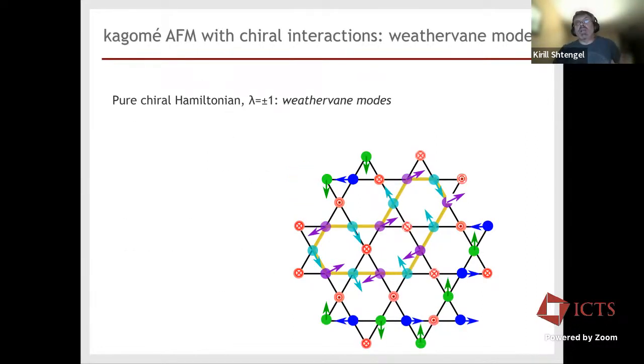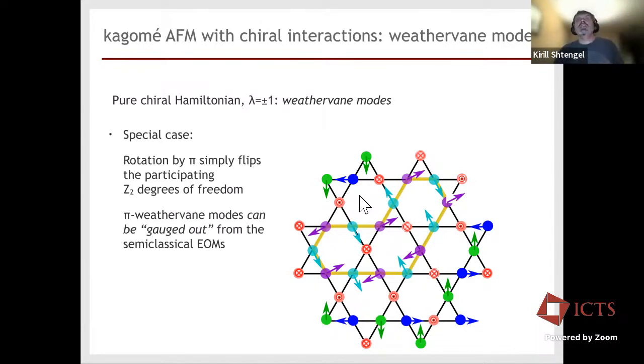Now there are also weather vane modes, and they work exactly the same way as before. If you trace a loop that contains the spins of only 2 colors, say the red spins are in the Z direction, which is out of plane, the other 2 directions, say blue and green, you can now rotate by an arbitrary angle around those red spins that are out of plane. And so this is a weather vane mode. The curious case is that once again, a rotation by pi would simply flip the participating Z2 degrees of freedom. That flipping can be gauged out from the semi-classical equations of motion, and so that one is actually invisible as far as the quantum mechanics is concerned.